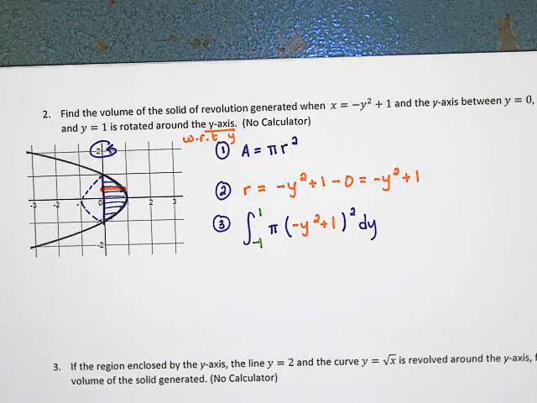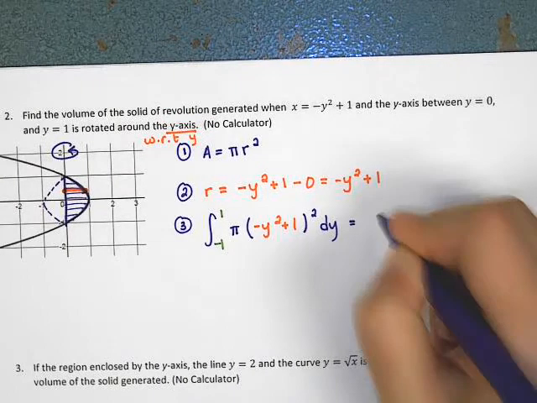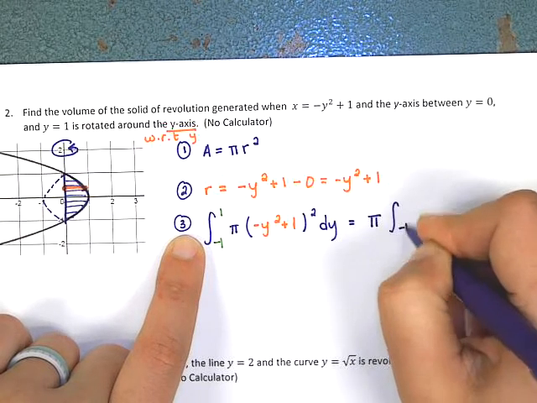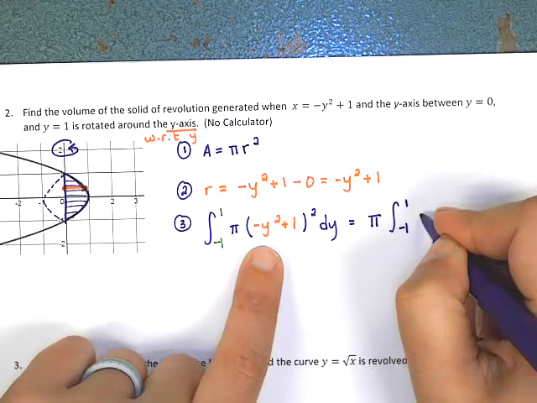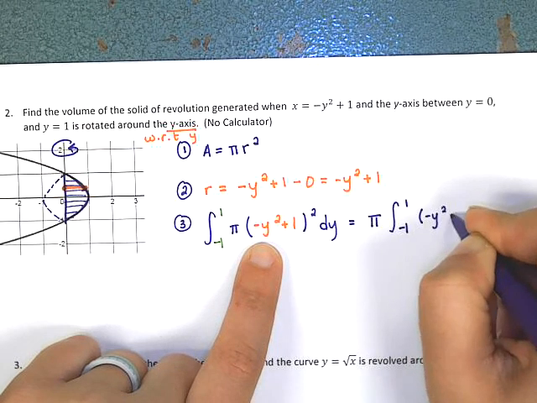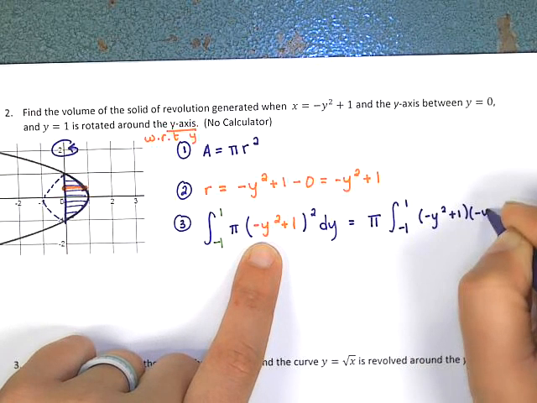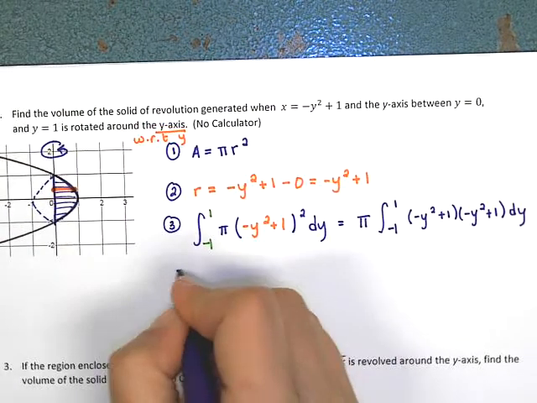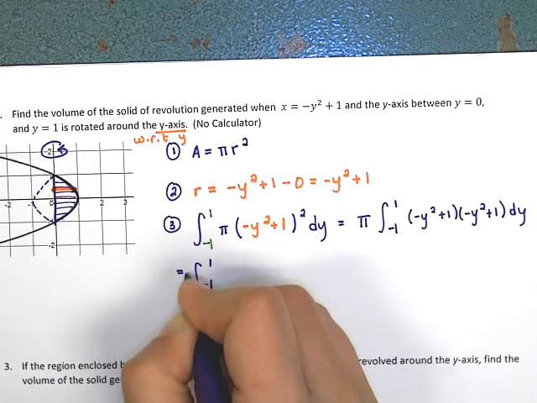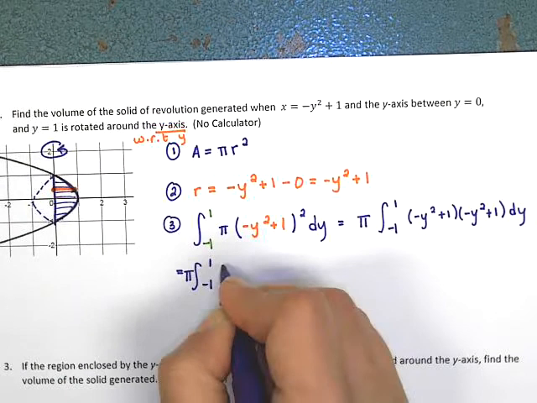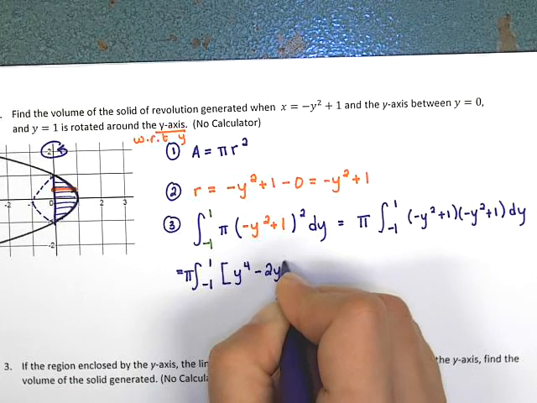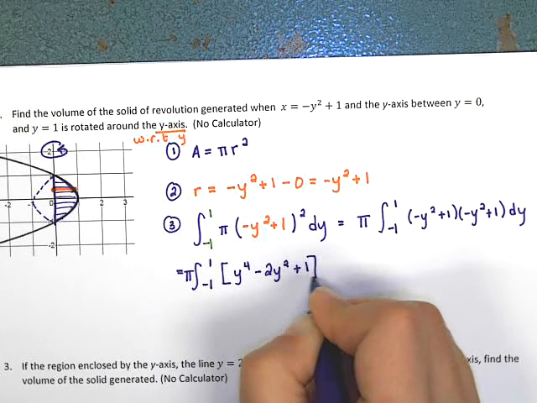Well, the first thing that I would do is try to rewrite this integral in a friendlier way. So I would have the pi pulled out because I'm going to multiply by pi at the end after I evaluate my integral. And then I would multiply this out. So I'm going to be doing negative y squared plus 1 times negative y squared plus 1 dy. Now when I do that, I get the integral from negative 1 to 1, pi's on the outside, and inside of there I have y to the fourth minus 2y squared plus 1 dy.